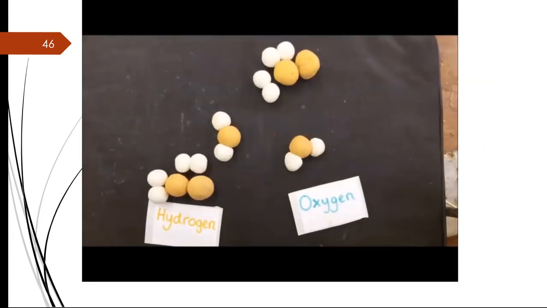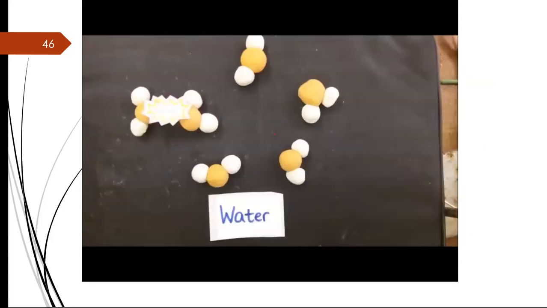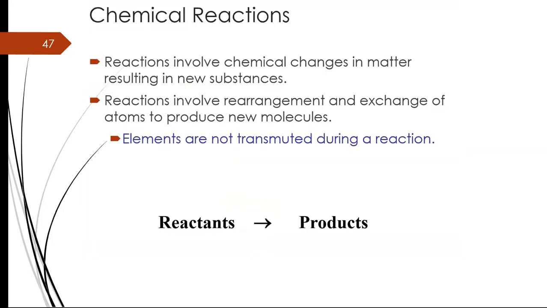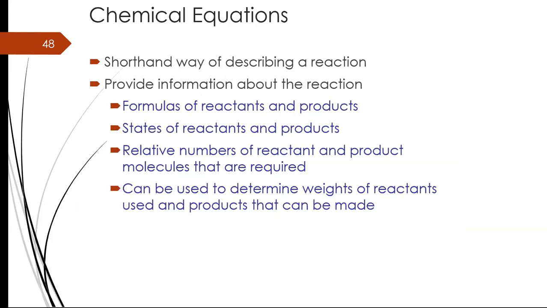Now we have water, more collision. That's how we're going through our chemical reaction, trying to transfer from our reactants, that hydrogen and that oxygen, to our products. So that's what's going on in this arrow in the middle. Okay. So our chemical equations are kind of a shorthand way for us to write them out.